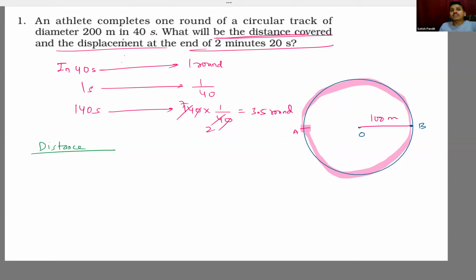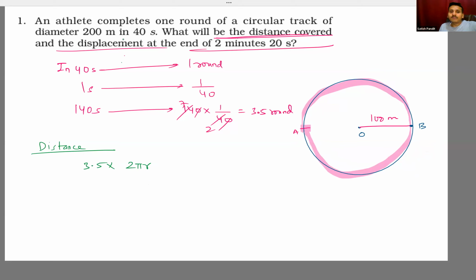See, for covering 1 round, how do we find the distance? For covering 1 round, distance is 2 pi r. This is 1 round. But the person is taking 3.5 rounds. So we'll just multiply 3.5 into 2 pi r. See, 1 round is 2 pi r, so 3.5 rounds will be 3.5 into 2 pi r, no? Yes or no?